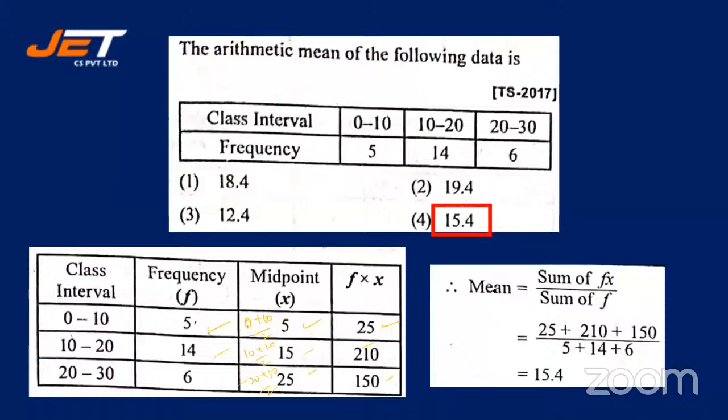And what is the formula? Mean is equal to sum of fx, that is here 25 plus 210 plus 150. So this sum divided by sum of f. Sum of f is 5 plus 14 plus 6, which gives you 25. That is how you are arriving at 15.4. All right. Yes. You need to just quickly observe this so that for the next sums of this kind, you can do it. All right.